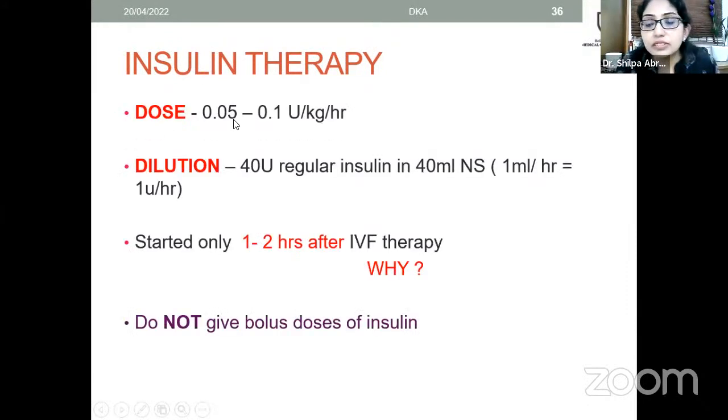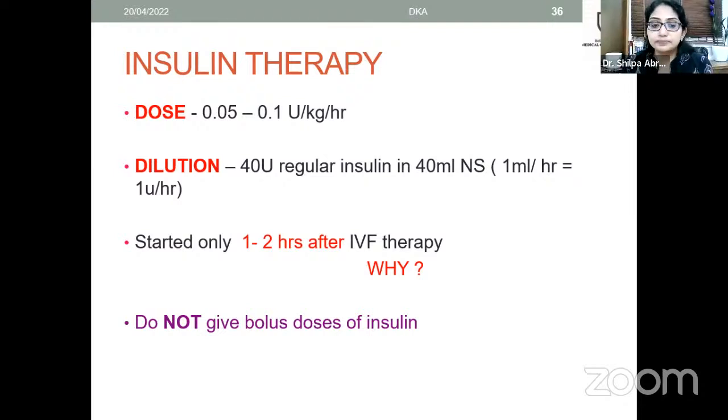What's the dose of insulin that we give? The recommended dose now is 0.05 to 0.1 units per kg per hour. And how do you dilute? 40 units you take in 40 ml NS, so 1 ml per hour is 1 unit per hour. That's how the dilution is made. So two things about insulin. One, never start insulin in the first hour. Two, never give a bolus dose of insulin.